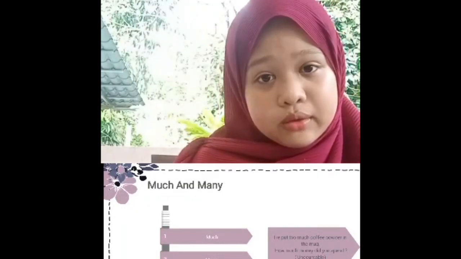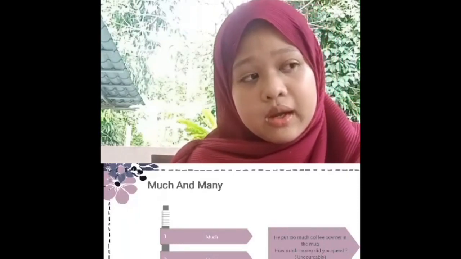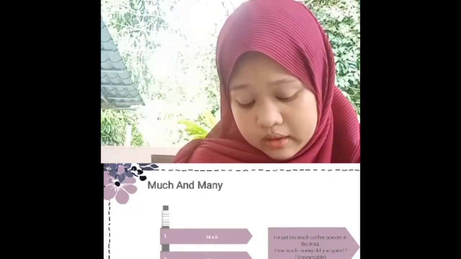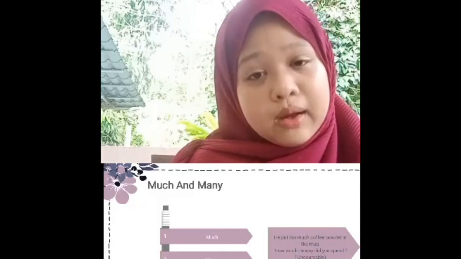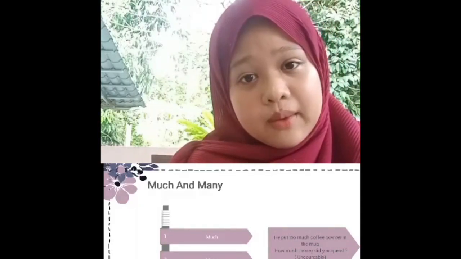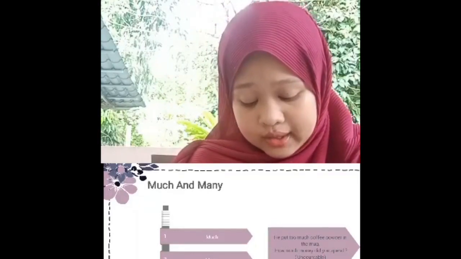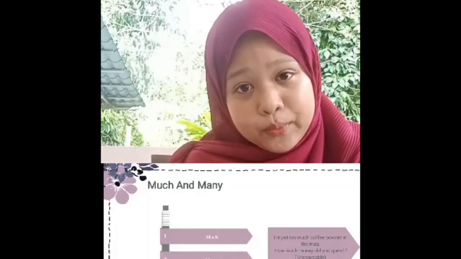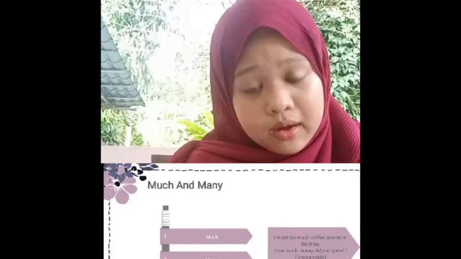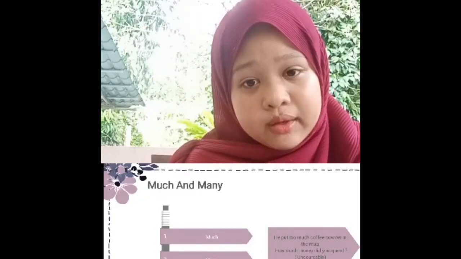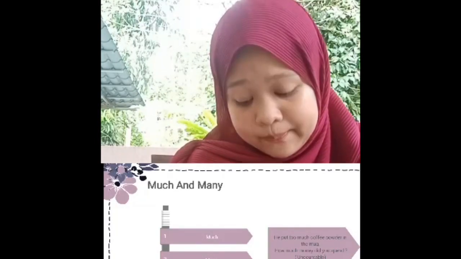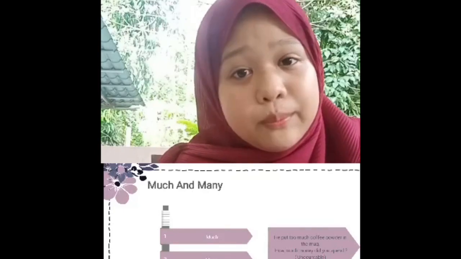And if we want to use many, I give the example. It is cup. Cup is something that is countable, so the sentence must be he put so many cups on the table. So cup is something that is countable, so it has to use many, not much cup.